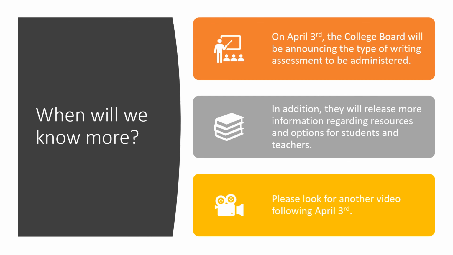When will we know more? On April the 3rd. College Board will be giving us hopefully a lot more information about the type of writing assessment that's going to be administered. Is it going to be the argumentative essay? Are we going to focus on SCOTUS cases? Is it going to be content analysis, quantitative analysis? We shall see. They will also give us more information for resources and options for students and teachers, and I will make another video PowerPoint on that day.